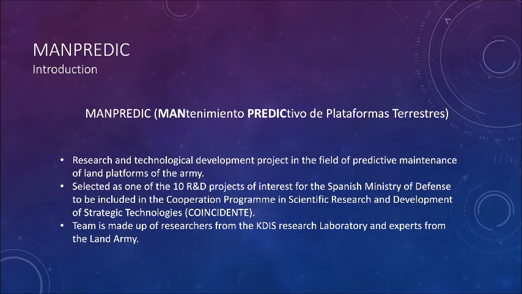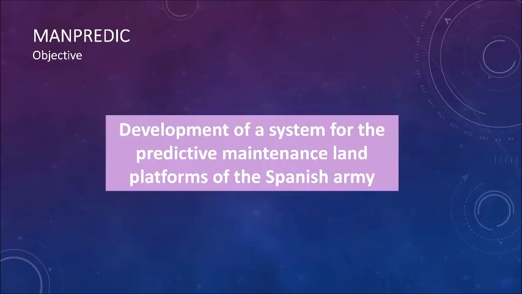The team of the project is made up of researchers from the Cádiz Research Laboratory and experts from the Land Army, specifically experts on the vehicle park of the Land Army. The main objective of the ManPredict project is the development of a computing system to give support to the predictive maintenance of several land platforms, specifically tracks of the Spanish Land Army.